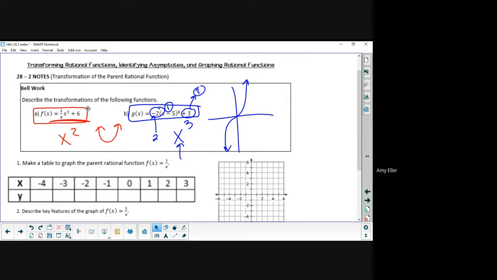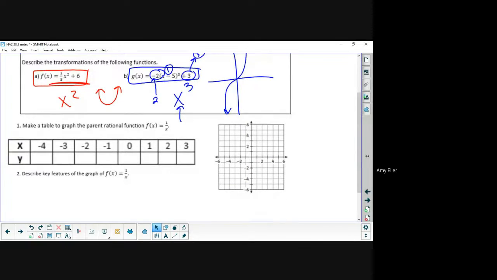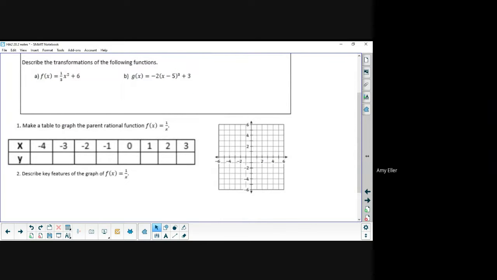For number 1, I've left a space there for a parent function. We've already done that, so we don't really need to redo it, but I am going to plot it. So practice plotting it again, kind of from memory. 1, 1, over 2 up 1/2, over 1/2 up 2. And that same exact thing with negatives.